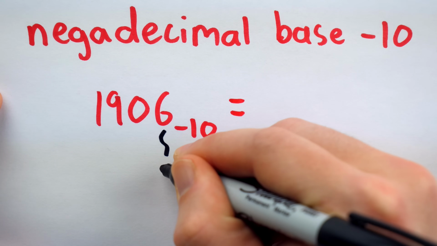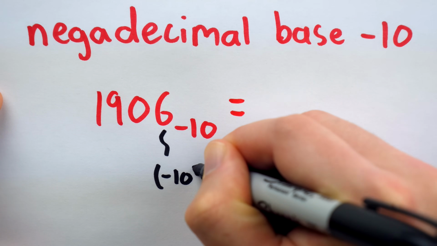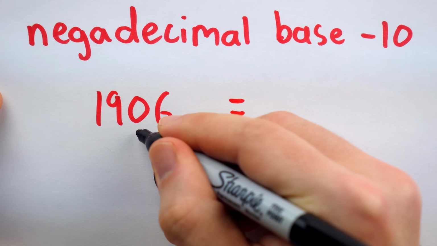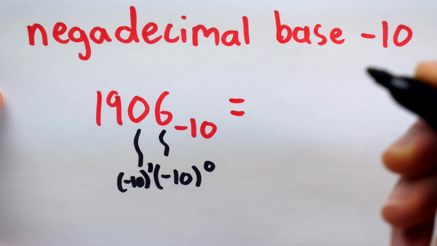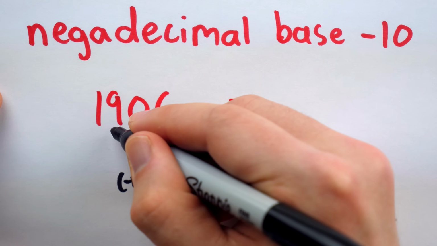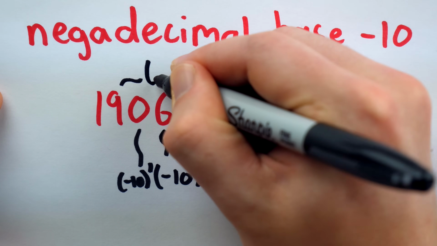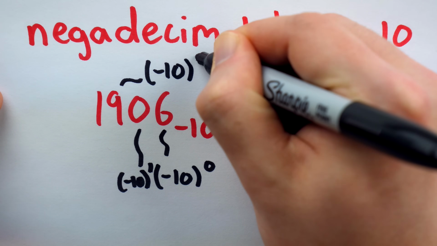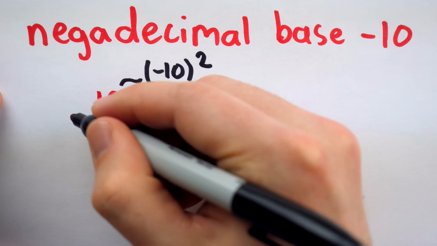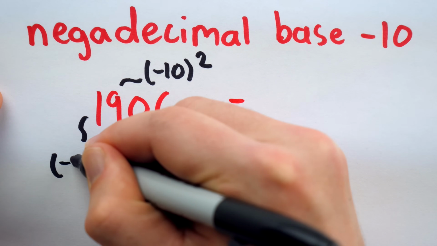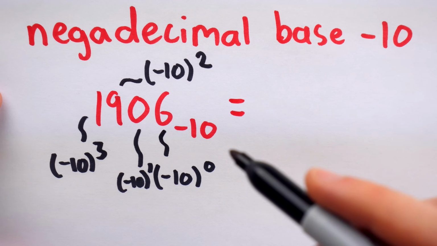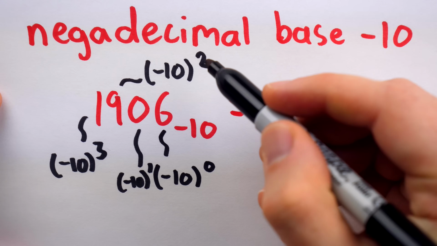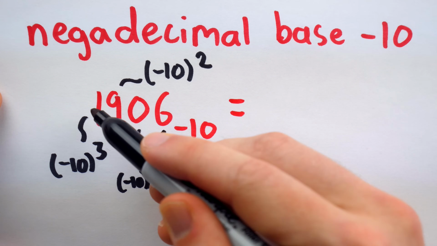This 6 is representing 6 copies of negative 10 to the power of 0. This 0 is representing 0 copies of negative 10 to the power of 1. This 9 is representing 9 copies of negative 10 to the power of 2, and this 1 is representing 1 copy of negative 10 to the 3. Just as in our more familiar base systems, the powers of negative 10 increase by 1 with each digit.